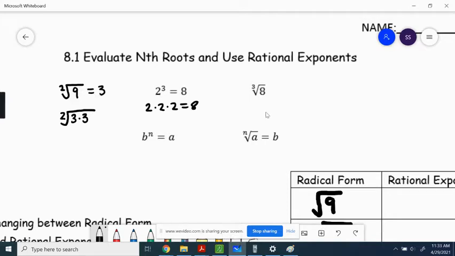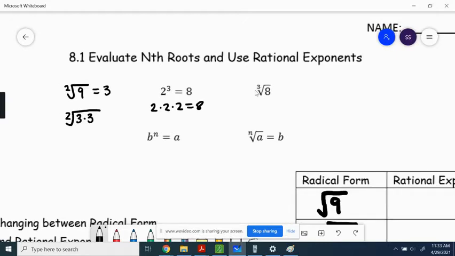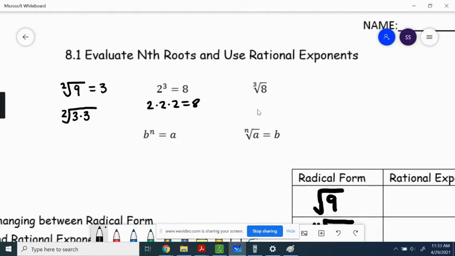But now we're going to be looking at higher roots like we have here. The root here is 3. So this is the third root of 8. And what this is saying is what number times itself 3 times equals 8. So we know that 2 times 2 is 4 and 4 times 2 is 8. So the third root of 8 is 2.